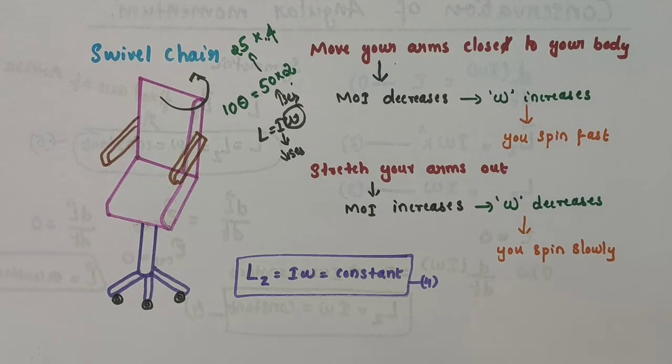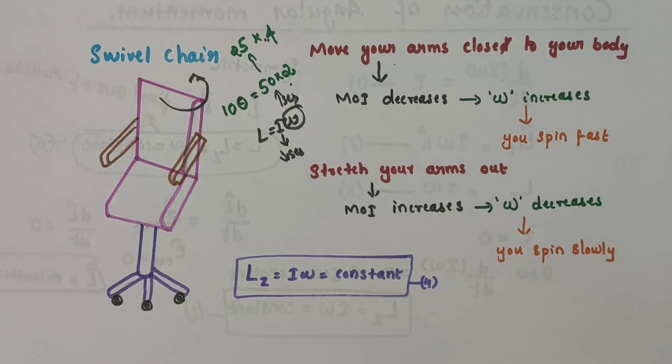So in this video, we have discussed the conservation of angular momentum in the context of rotation about a fixed axis, and we have discussed one example. I hope you understood this.